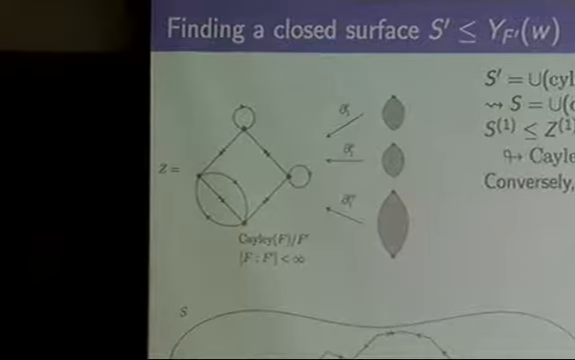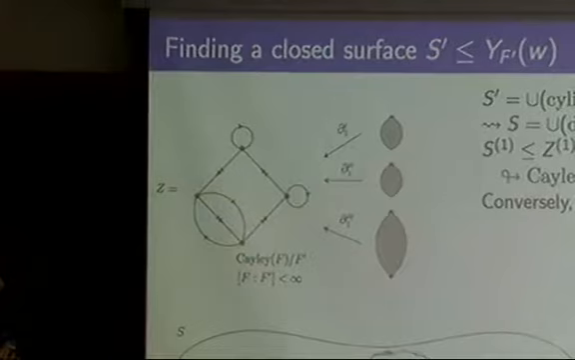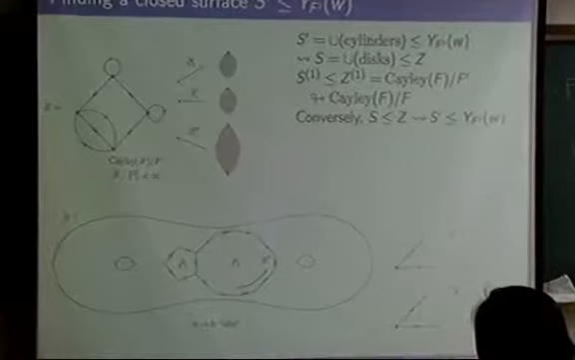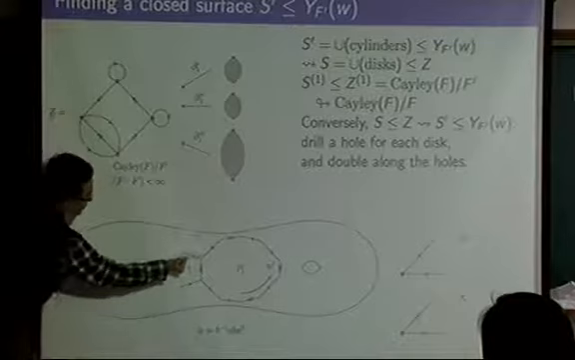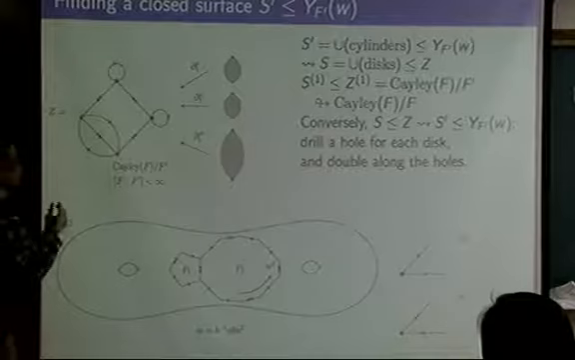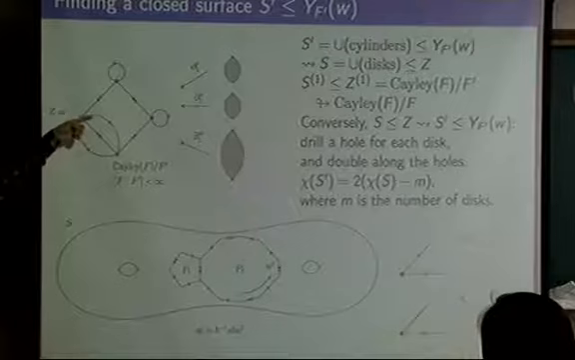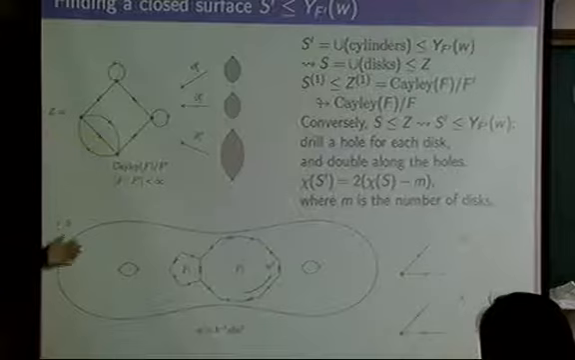Well, basically, before doing that, let us do some easy Euler characteristic counting. Conversely, one can show that if this new complex contains a closed surface, then one can reconstruct a closed surface in the original special type of finite cover consisting of cylinders. That process is by puncturing each disk and doubling along the holes. The reverse process is obvious. You just puncture each disk and double along the holes. Therefore, Euler characteristic counting: if the surface in the original special type of finite cover is S prime, it will have Euler characteristic twice that of this new surface minus the number of punctures, the number of disks.